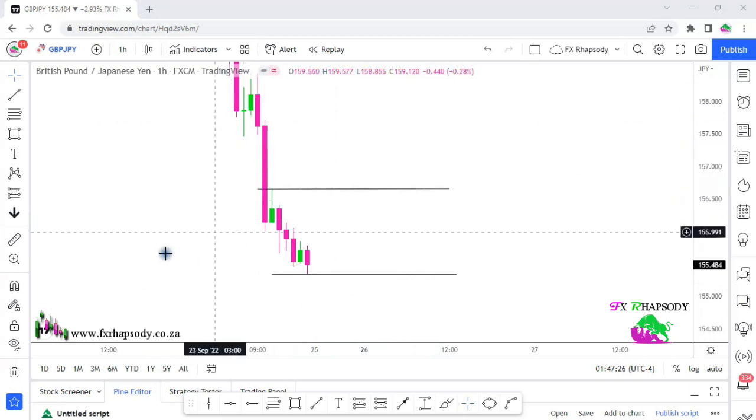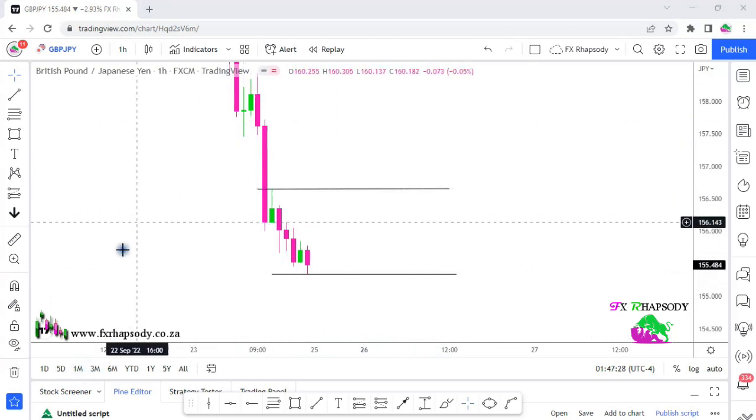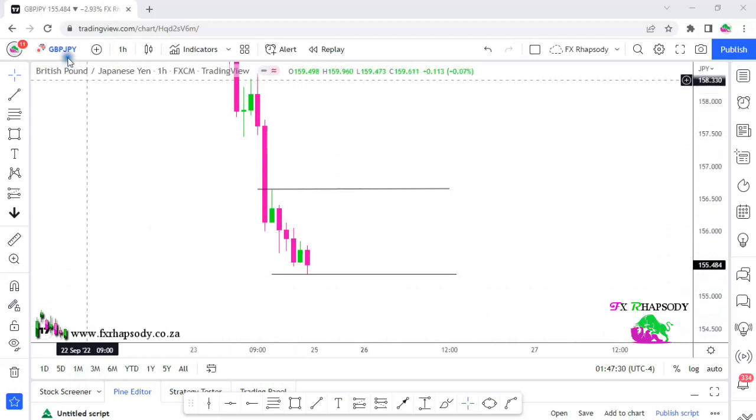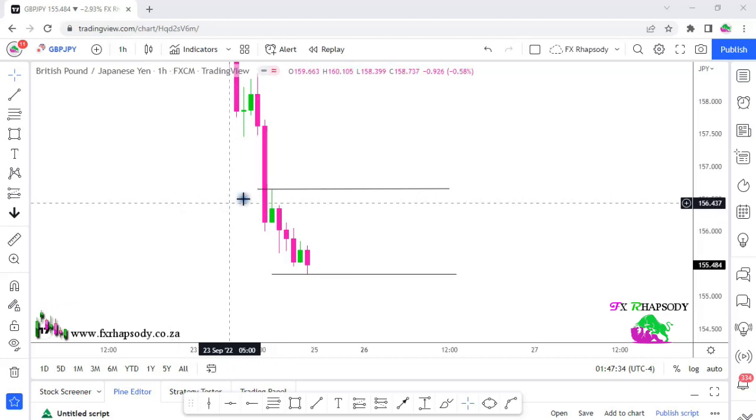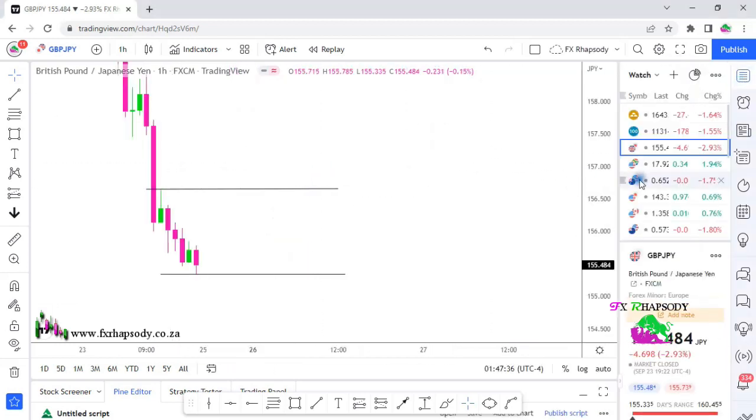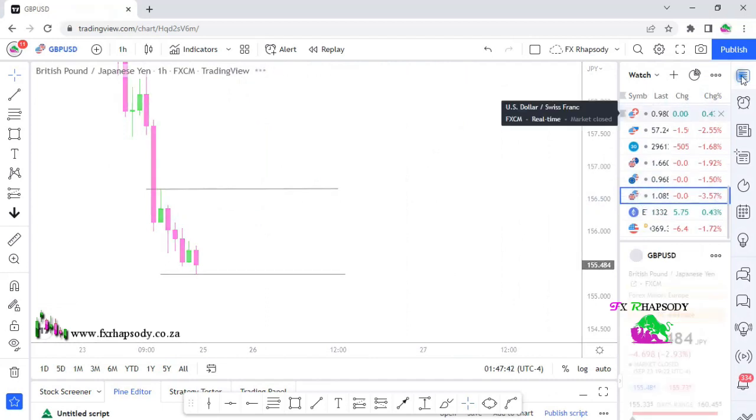I want you guys to go to my website, go download the COT reports, and then look at the British pound and the Japanese yen respectively. So the next currency pair we're going to be focusing on will be your British pound, USD dollar, this one over here.